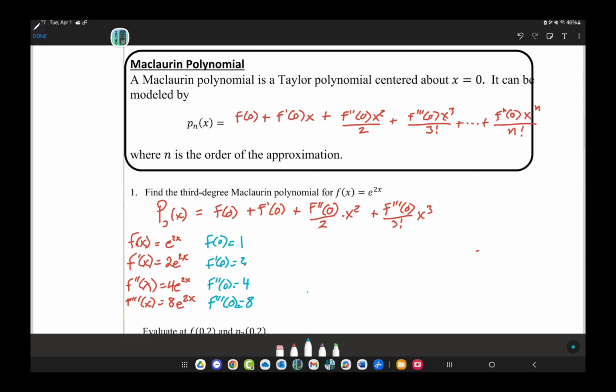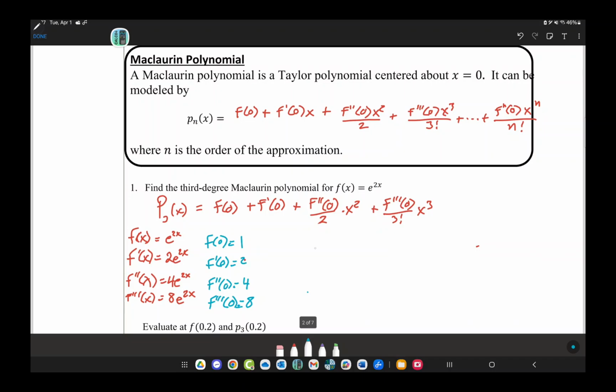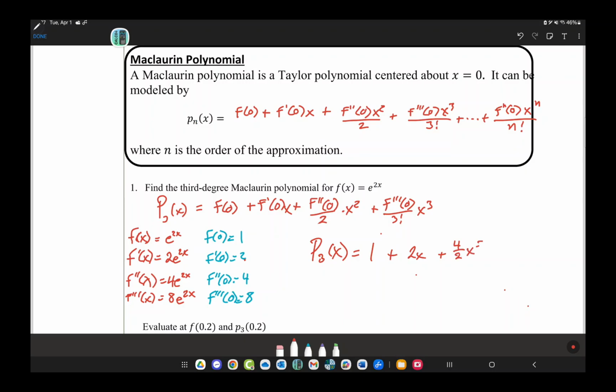Let's see here. P3 of x. Let's plug in our values. So f of 0 is 1. f prime of 0 is 2. f double prime is 4 over 2, x squared. And then 8 over, what's 3 times 2? 6, x cubed. And you can simplify this to be 1 plus 2x plus 2x squared plus 4/3 x cubed. There it is.